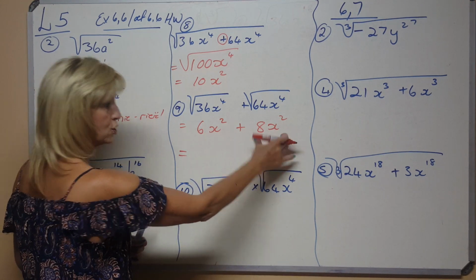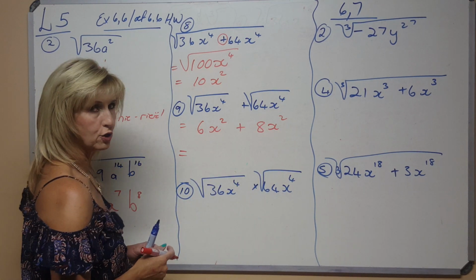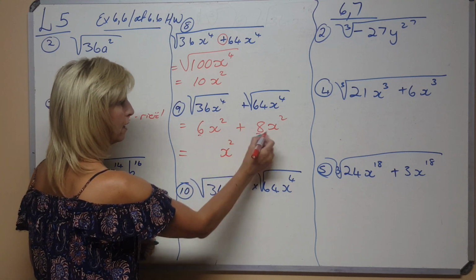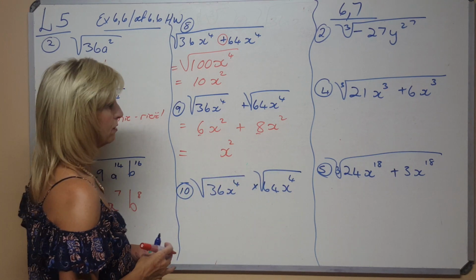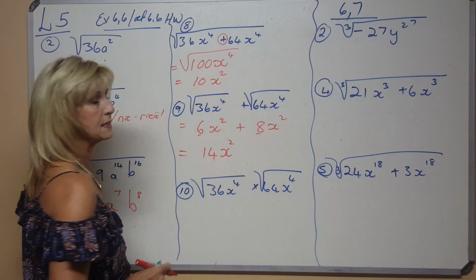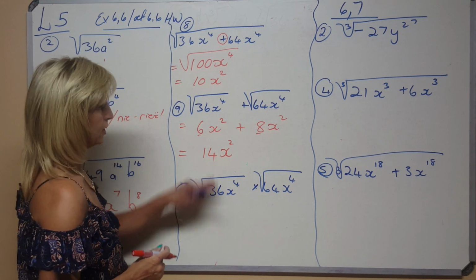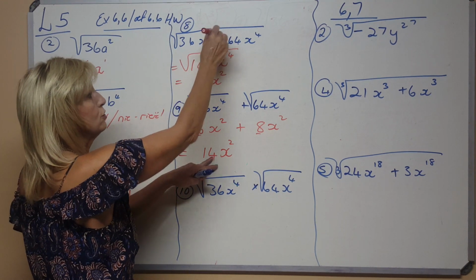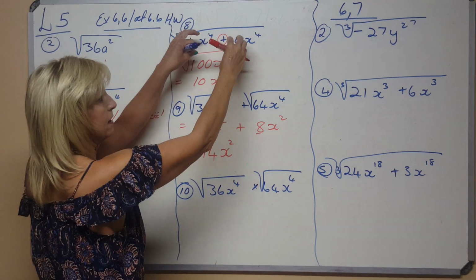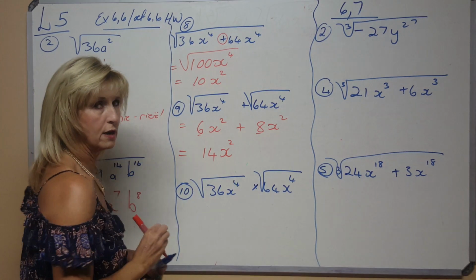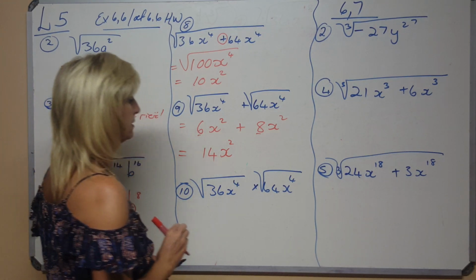Hierdie twee is nou gelyksoortig, they are like terms, so it's going to be something x squared by adding the coefficients. Jy tel die koëffisiënte by mekaar, en 6 en 8 gee vir jou 14. 6 plus 8 is 14x squared. Do you see it's not the same answer? Because you're not allowed to do what you've done here inside of the root if there's a plus. You have to first add them and then do the root. It's order of operations.